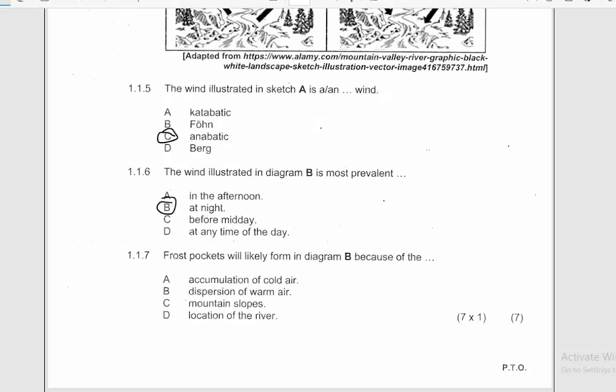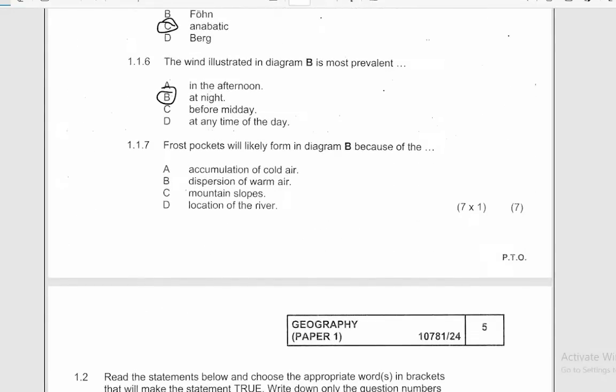Right, we move on to the next question, which is the last question on the multiple choice section. Frost pockets, we've discussed that. We said that is the accumulation of ice on the floor surface of the valley. What causes frost pockets to form in diagram B? Response A, the accumulation of cold air. The cold katabatic air is the one that is going to cause the formation of the frost pockets.